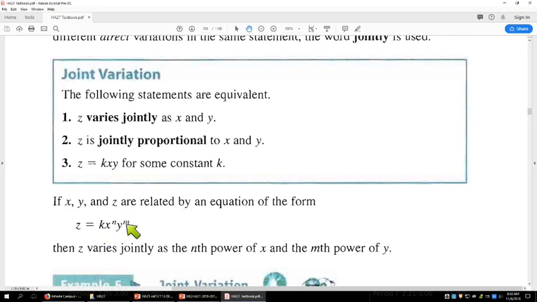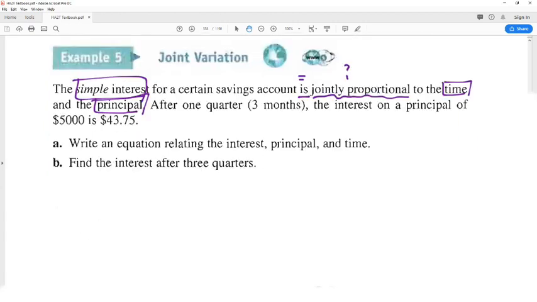And this little n and this m are there because they could be squared or they could be to a different power. They're not always just no power, like our very first one. Or "z is jointly proportional." So varies jointly or jointly proportional, they pretty much mean the same thing. They all mean there's going to be a constant k, the constant of proportionality. If it says jointly, that just means there's going to be two variables multiplying to your constant.